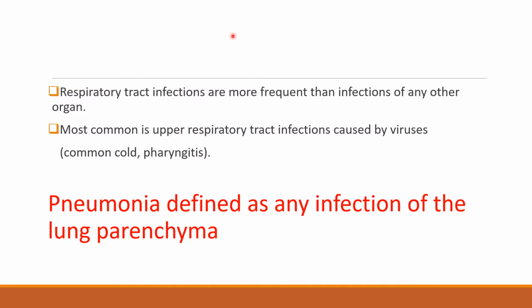Respiratory tract infections are more frequent than infections of any other organ. So most persons experience upper respiratory tract infections that are caused by viruses, and that is common cold and pharyngitis. So what is pneumonia? Pneumonia is defined as any infection of the lung parenchyma.